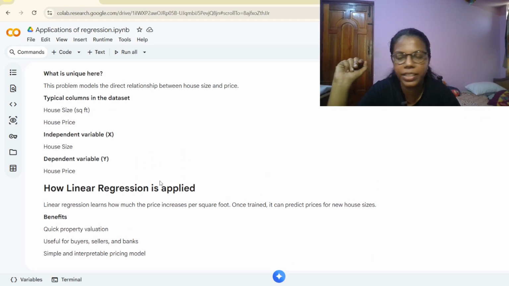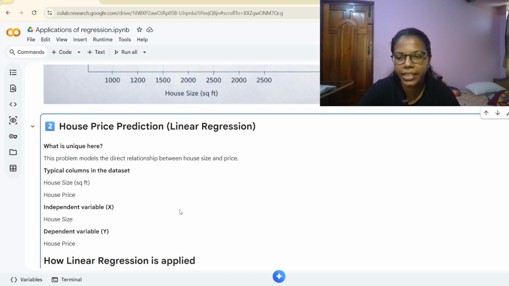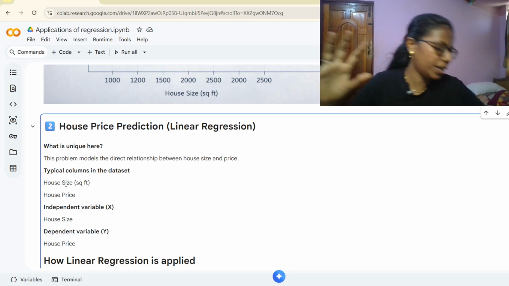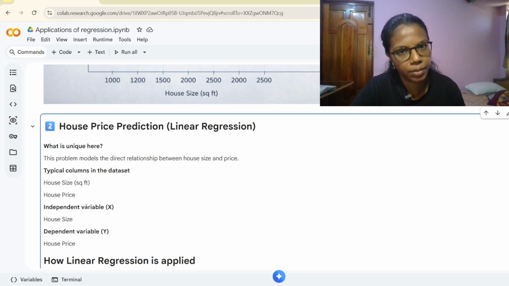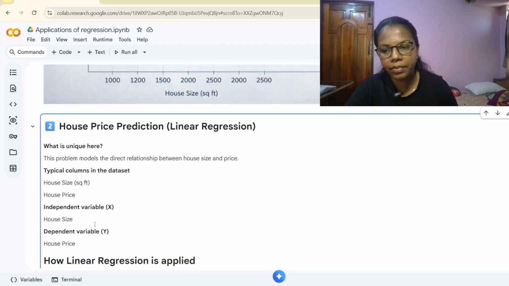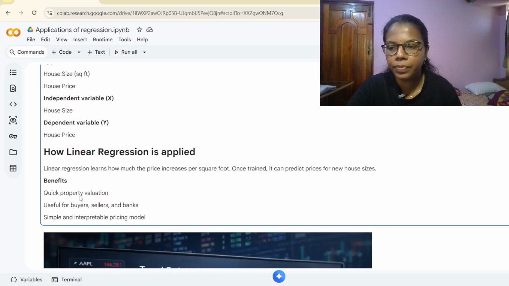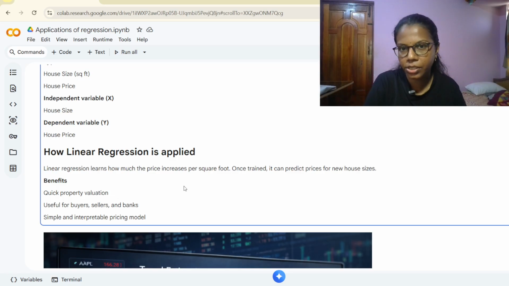So that is how linear regression is powerful. Let's see clearly how it makes sense. If I am predicting my house price based on house size, here house size is the independent variable using which I'm going to predict my dependent variable, house price. So how is this linear regression going to work?